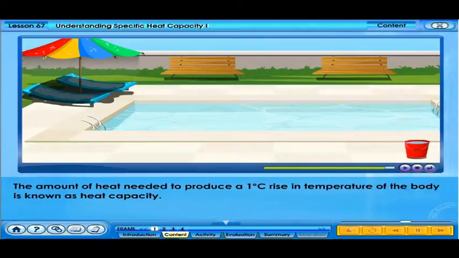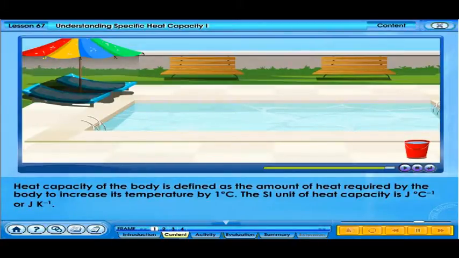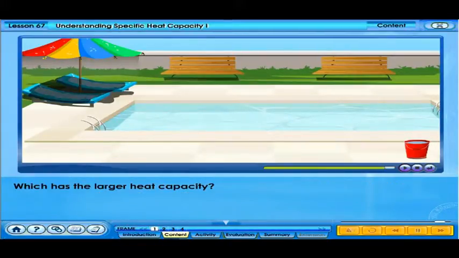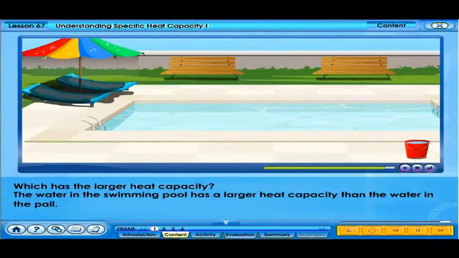The amount of heat needed to produce a 1 degree Celsius rise in temperature of the body is known as heat capacity. Heat capacity of the body is defined as the amount of heat required by the body to increase its temperature by 1 degree Celsius. The SI unit of heat capacity is joule per degree Celsius or joule per Kelvin. Which has the larger heat capacity? The water in the swimming pool has a larger heat capacity than the water in the pail.